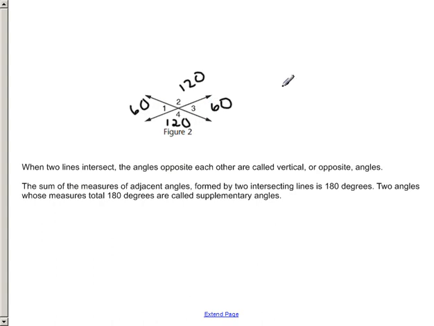Remember, angles that form a straight line are called supplementary angles, and their measurements add up to 180 degrees. So angles 1 and 2 are adjacent angles, also called supplementary angles. The measures add up to 180. Opposite or vertical angles have the same measurement.